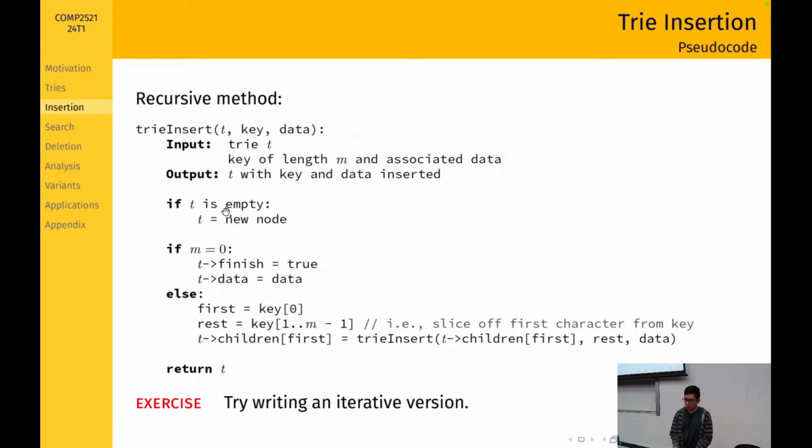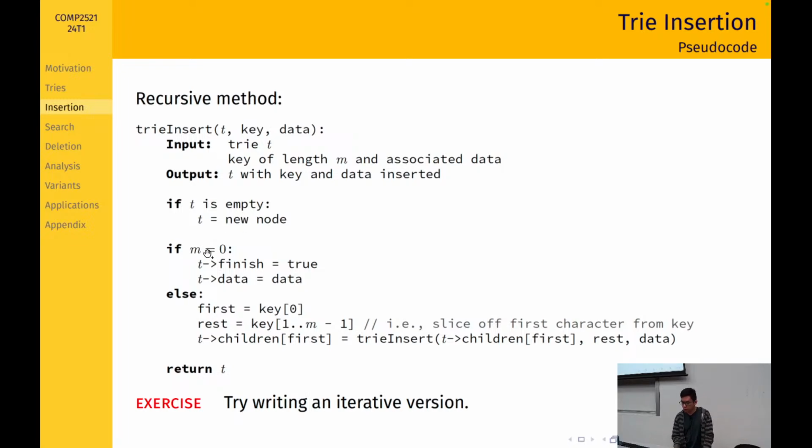So first of all, if the trie is empty, that means we've descended down a path, and at some point, we no longer have a child node to continue our path. So what we need to do is create a new node, so T equals new node. And notice that we're not returning T right away. That's because we might need to create multiple nodes when we're inserting a key. So we just create our new node, and then we just check a few things.